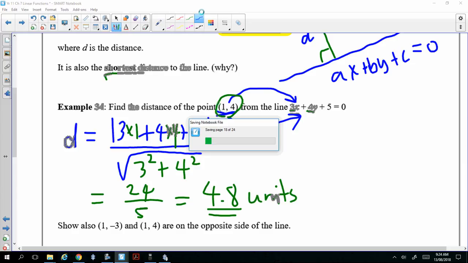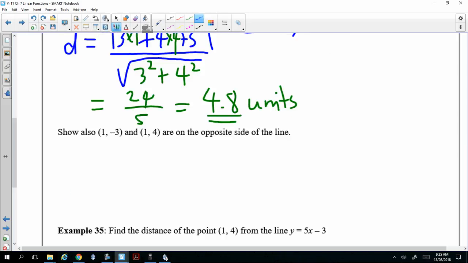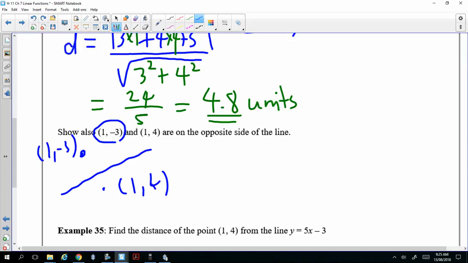Next question. Show that these 2 points are on the opposite side of the line. All right, let me show you how that works. So if I have this line, how do I know 1 point is on one side, 1 point is on the other side? How do I know that without even sketching? So there's a way to do that. Now let me show you. This is how it works.